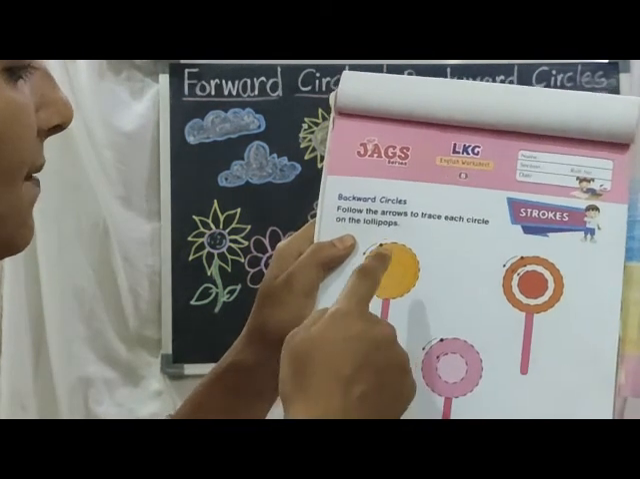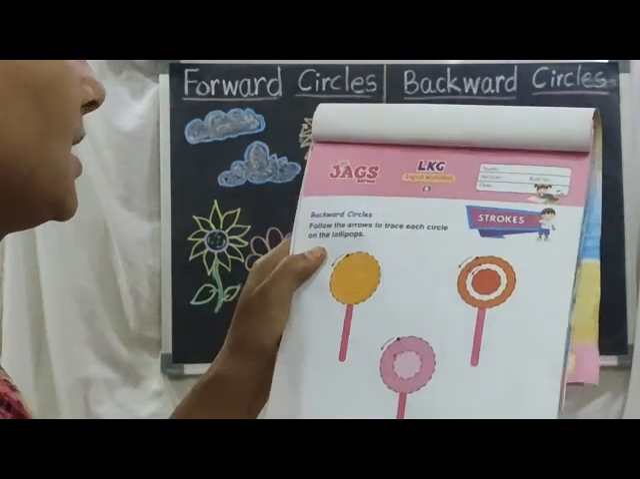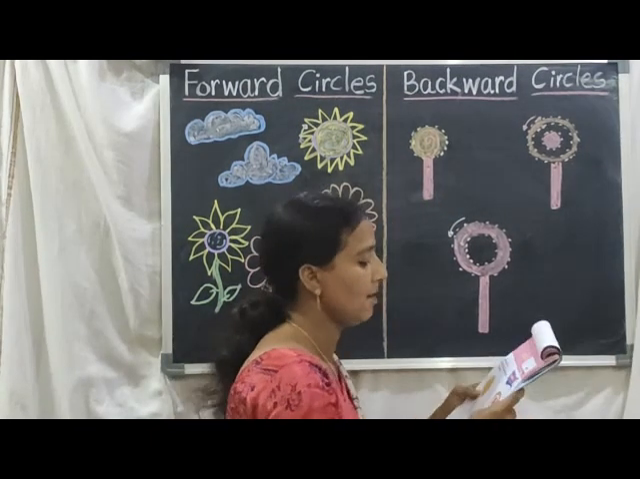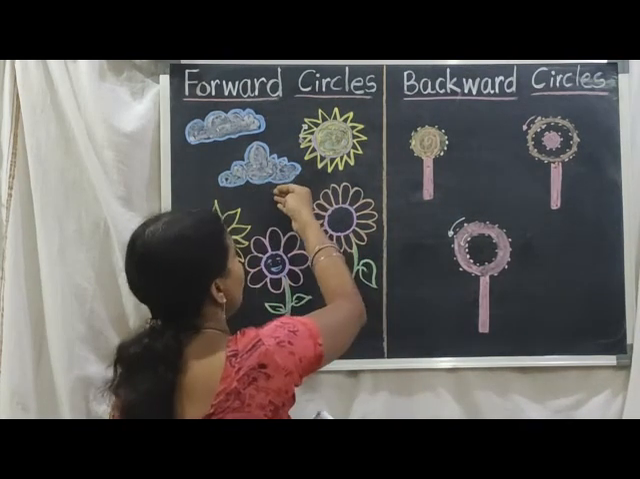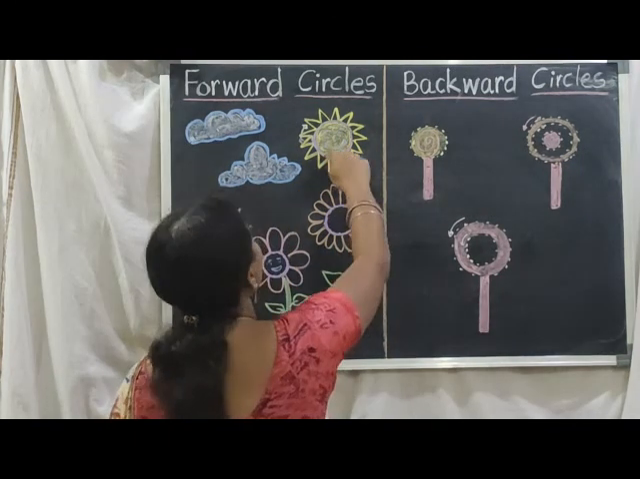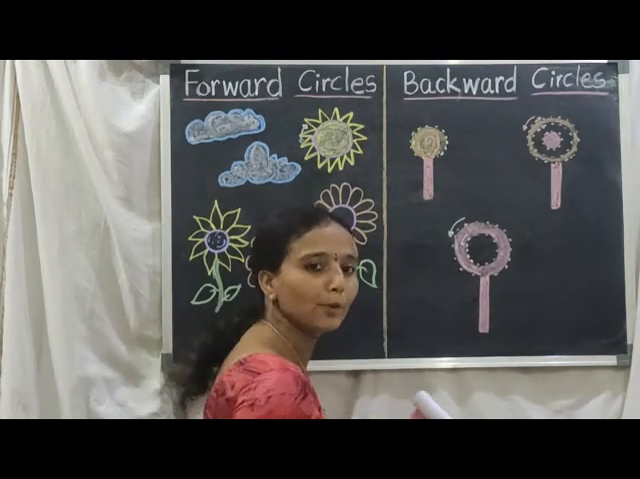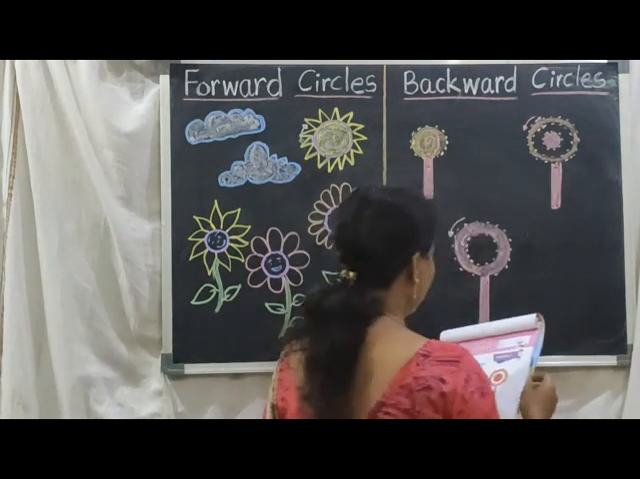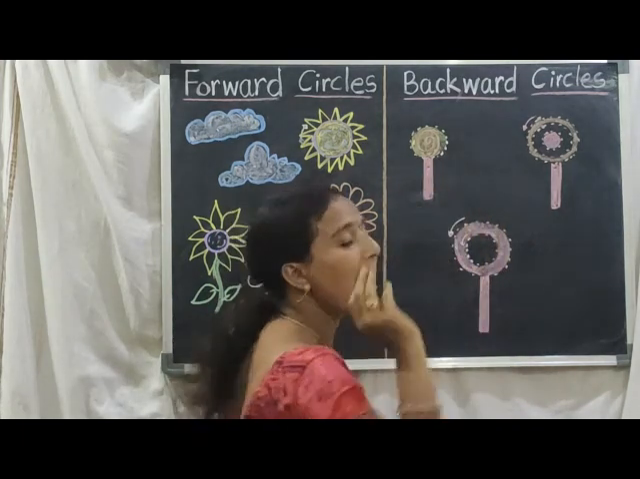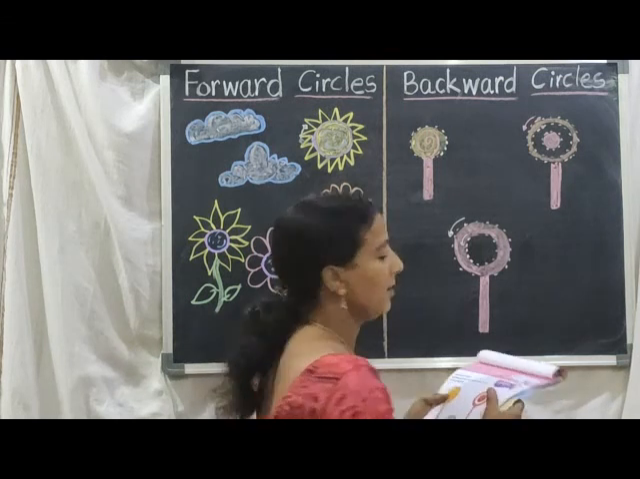Look here children. What are these? These are lollipops. The same lollipops I have drawn on the board. Look here. What we should do here? In the sun and in the flowers, we did the circles like a forward. But in the lollipops, we are tracing each circle of the lollipops in a backward way. How is the backward? I told on the slate.